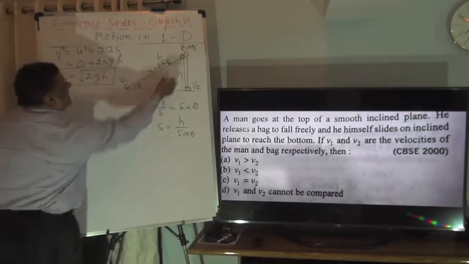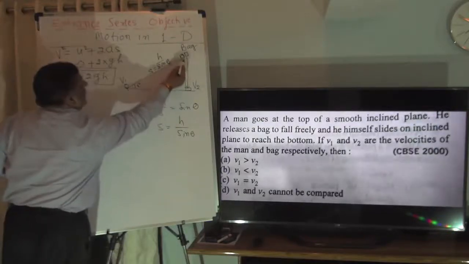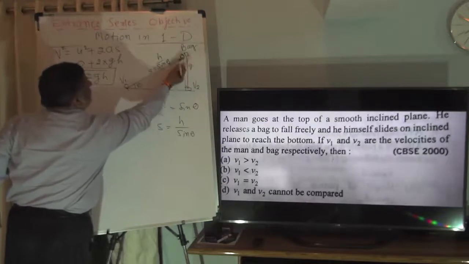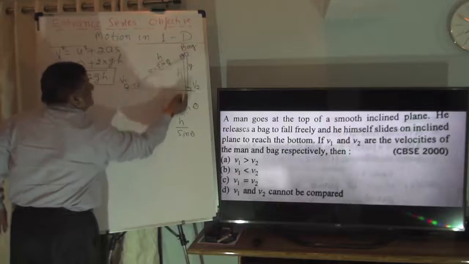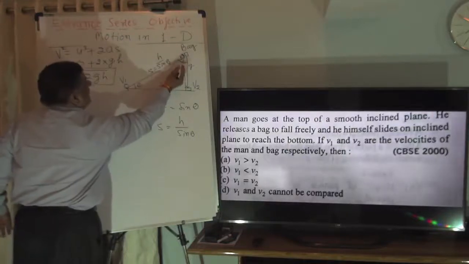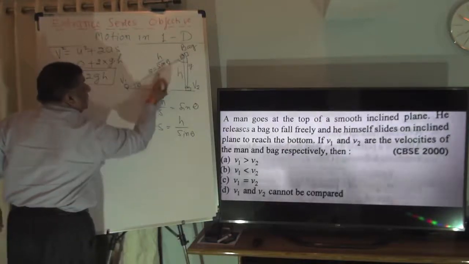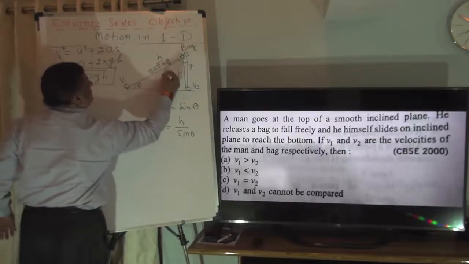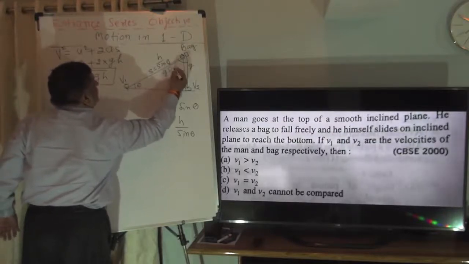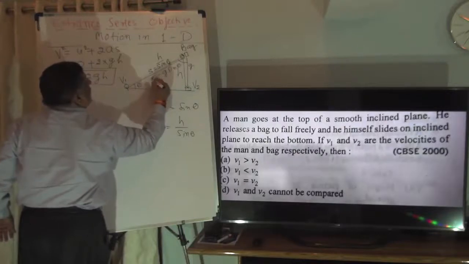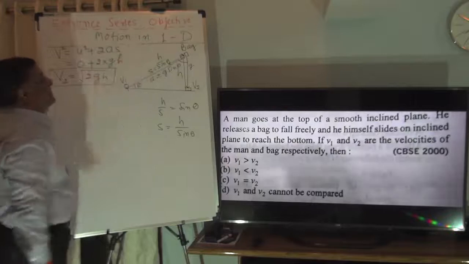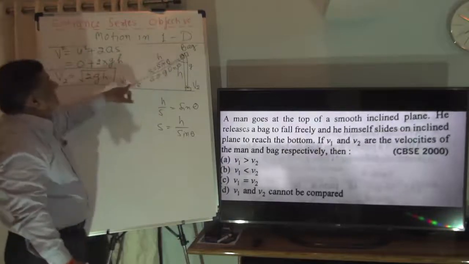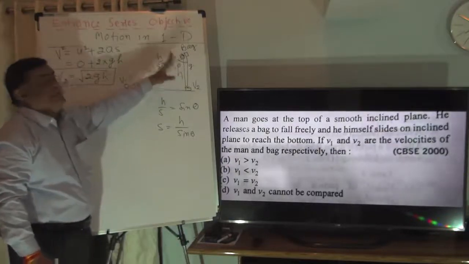What is the acceleration of this man? In this direction, acceleration is equal to G. What is the acceleration in this direction? The answer is, if this is G, this angle is 90 minus theta. So here we know this will be G sine theta. This is the acceleration in this direction. This you have done in a number of questions. So you remember the acceleration in this direction is a equal to G sine theta.